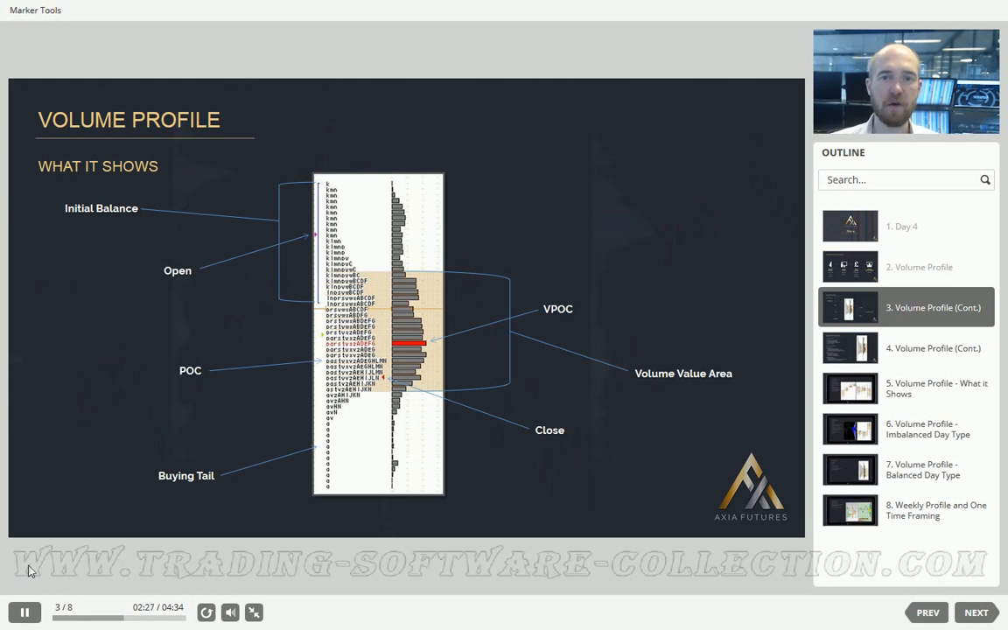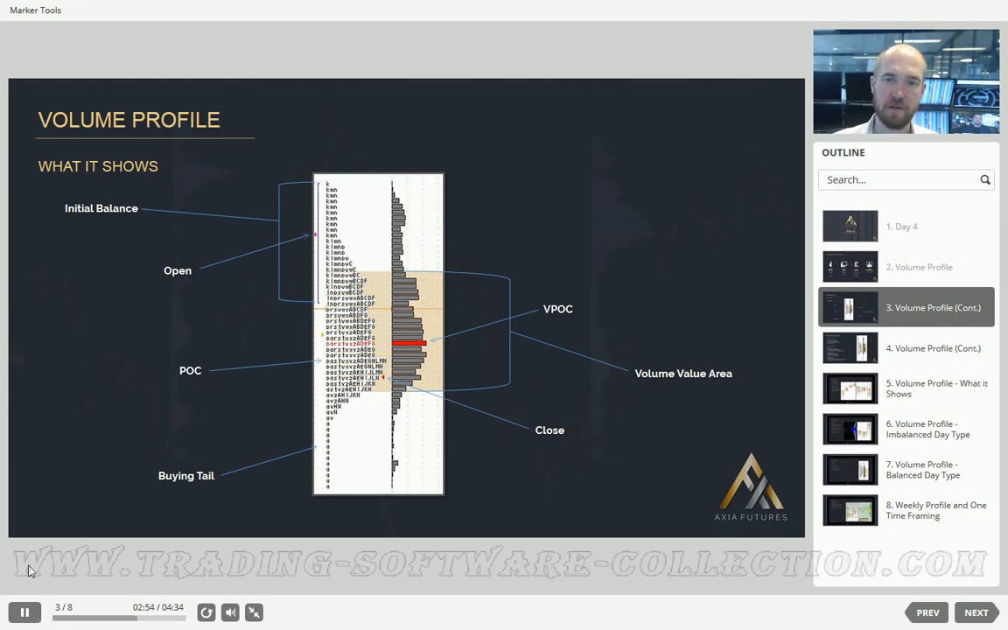Next up, you've got the volume value area. This is where 70% of volume has been traded for the day, distributed throughout the day. So it's an average where the majority, 70%, worked. And again, this is showing you where value's been accepted, where the majority of volume has been traded. So people are happy to trade around these prices. The market is comfortable to transact there.